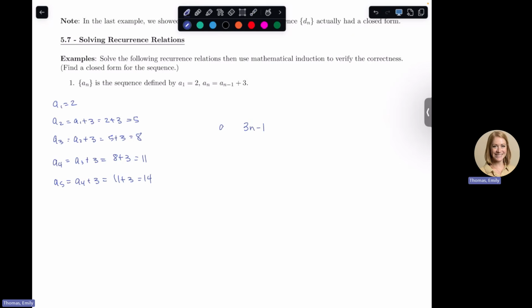So you would prove, so the claim would be that a sub n, defined by a1 equals 2, a sub n equals a sub n minus 1 plus 3, can be written as a sub n equals 3n minus 1.